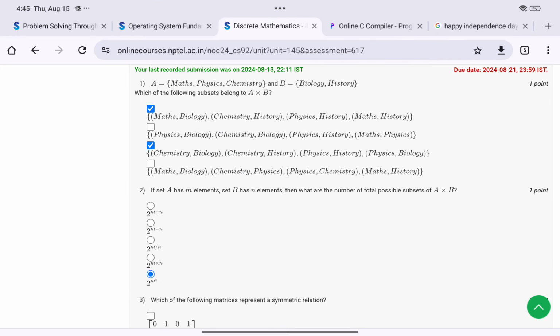So if you will see the first question, first and third are matching, and second and fourth are not matching, because physics and chemistry are both in the same set, and here also math and physics in C, in B, are in the same set. So answers B and D are incorrect.